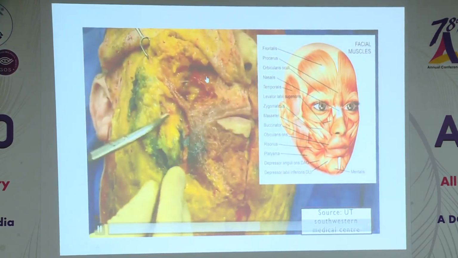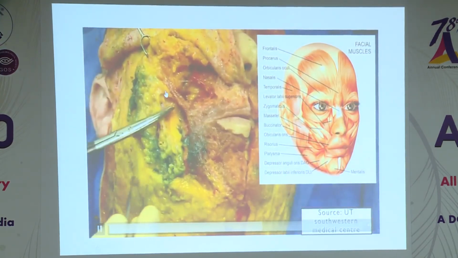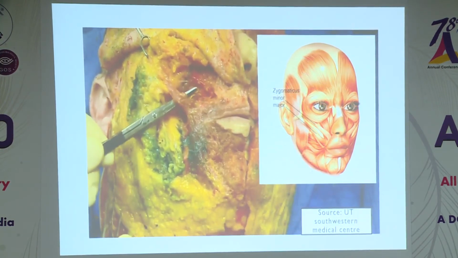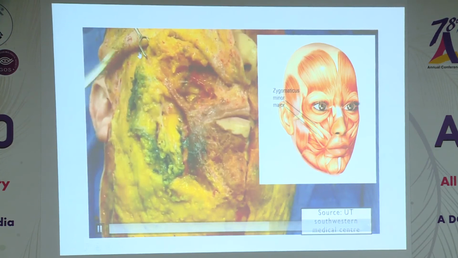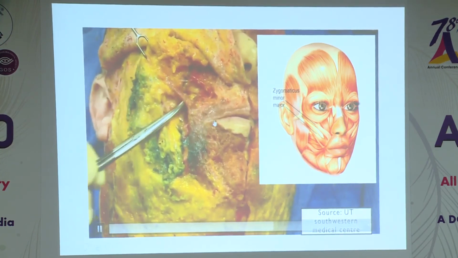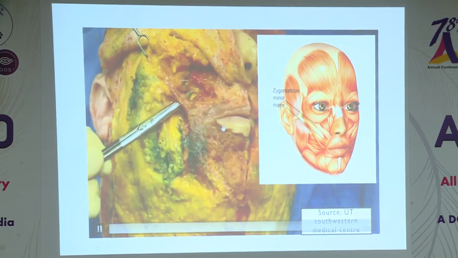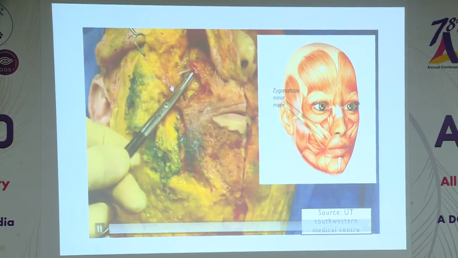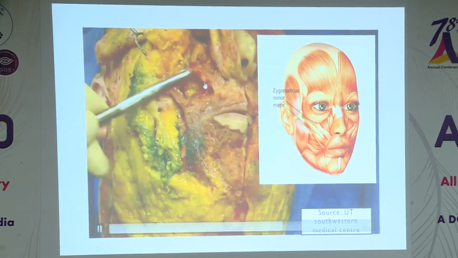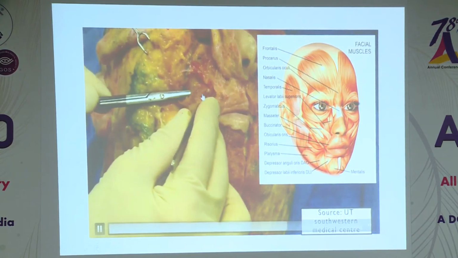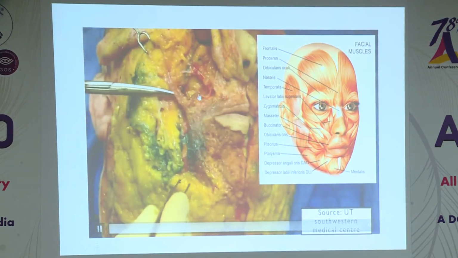So when we are injecting for crow's feet and we inject here near the lateral orbital rim, the zygomaticus major muscle is here. If we inject here, we might cause droop of the angle of the mouth and difficulties in chewing for the patient. So we should not inject in the zygomaticus major. This is the elevator of the lip.